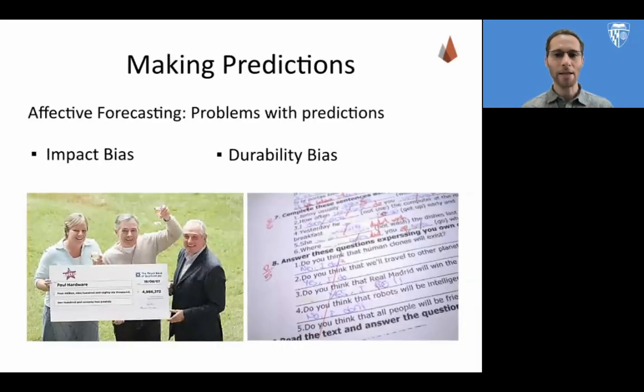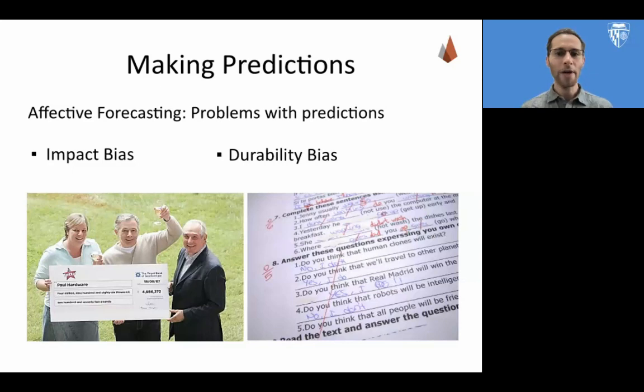Affective forecasting is another way in which our estimates for the future lead us astray. Affective forecasting is basically how we make predictions about what will happen emotionally in the future. It's kind of like a weather forecast. We want to know if it's going to be sunny or if it's going to rain. And we also want to know if we're going to feel happy or sad based on the events that will happen to us in the future.